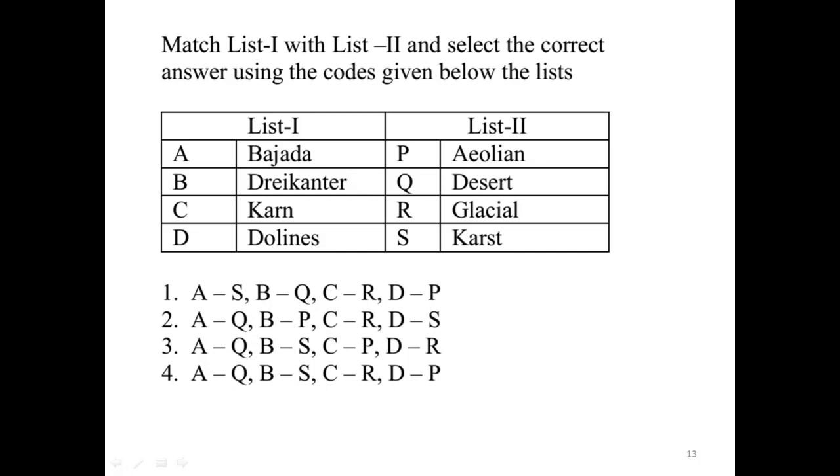And how are they formed? They can be formed in a number of ways, but all of these lead to the same thing, that is the karst topography. So dolines, we got D as S. Now what about Karn? Karn is a glacial landform. What about Drycanter? It's an Aeolian landform. And Bajada is a desert landform formed in arid conditions. So we get this answer: A Q, B P, C is R, and D is S.